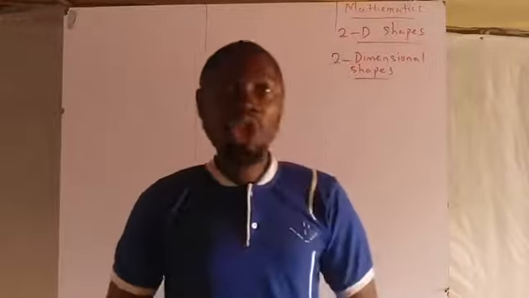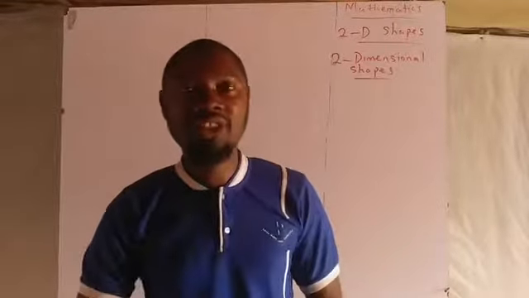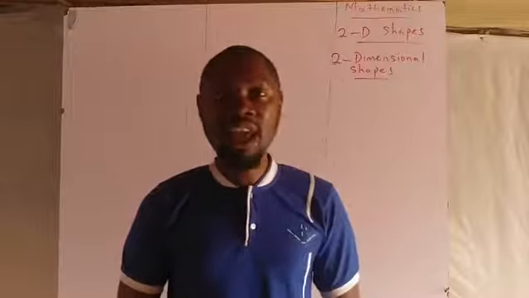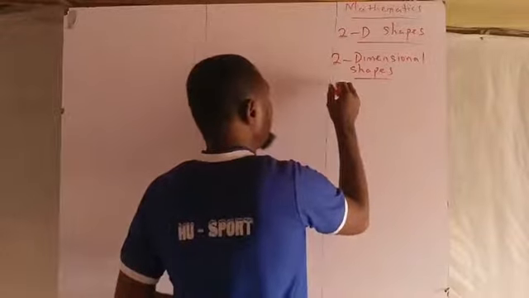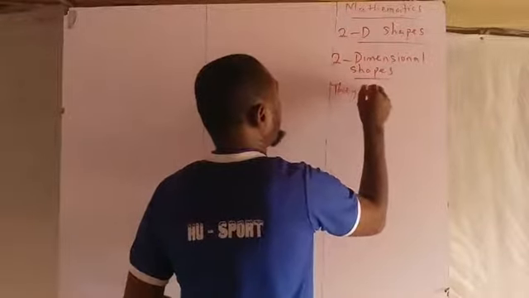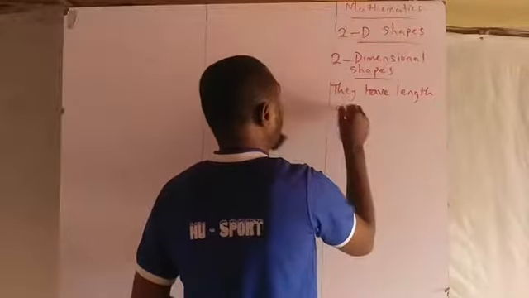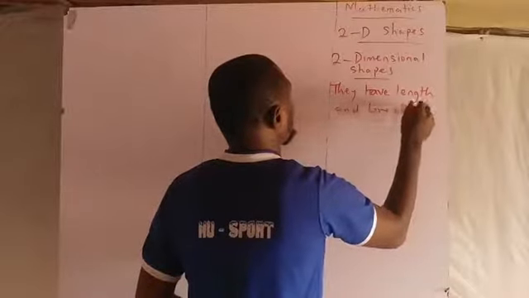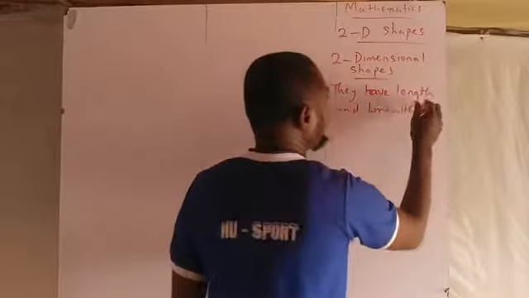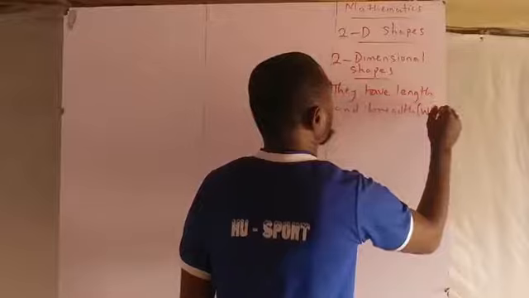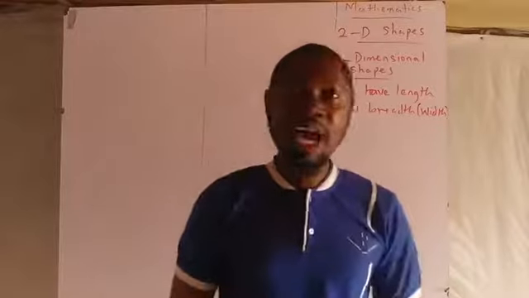Two-dimensional shapes are shapes that have length and breadth. They have length and breadth, or you can call it width. 2D shapes are shapes that have length and breadth.